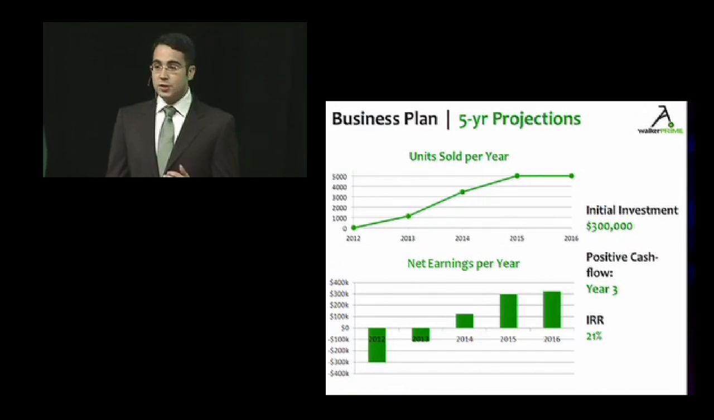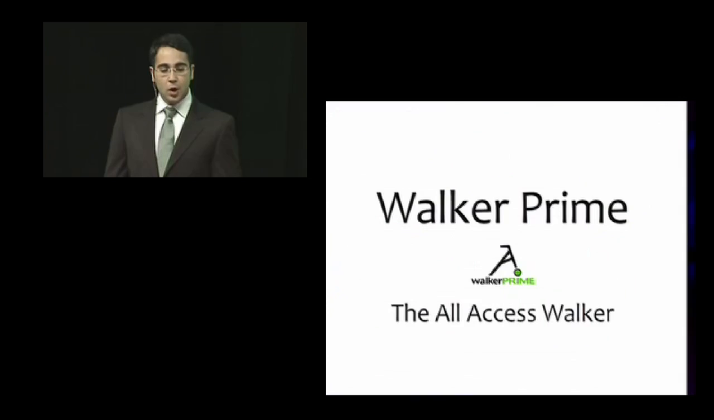Hence, we proved the feasibility of our goal, helping your loved one be enabled, not hindered by their mobility aid. Walker Prime, the all-access walker.